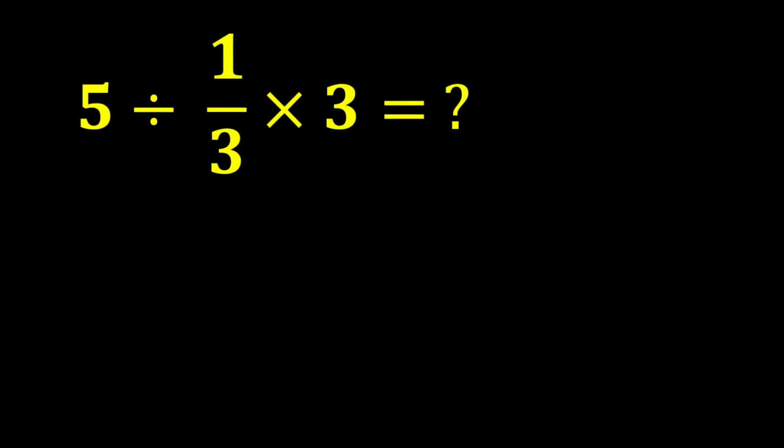5 divided by 1 over 3, multiplied by 3. In this expression, there is both division and multiplication. According to PEMDAS, multiplication and division have equal priority, so we move from left to right and perform whichever operation we encounter first. In this expression, if we move from left to right, we reach division first, so we perform the division first and then the multiplication.